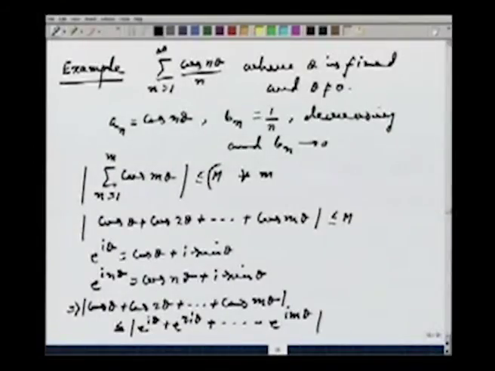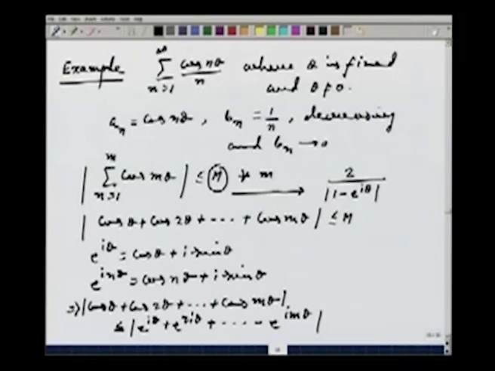I go back to the previous step. This M I have actually found out. This M turns out to be 2 divided by modulus of 1 minus e to the power i theta. It depends on theta it seems, but that is okay. It should not depend on the little m's, which it does not.